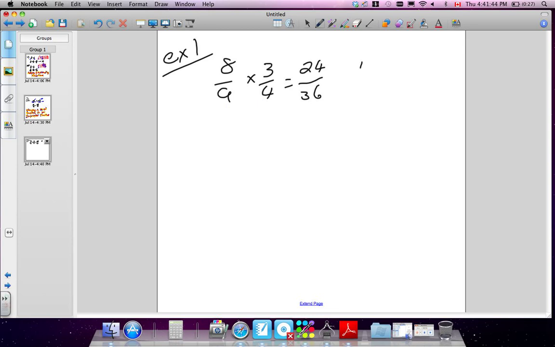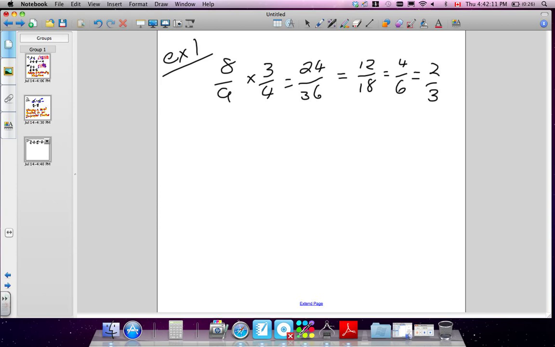What goes into 24? 12. Yeah, into 18. Can I reduce that? Yes. 4 over 6. You divide both by 3. Can I reduce that? Yeah. 2 over 3. There you go. Okay. So 2 over 3 is our final answer.